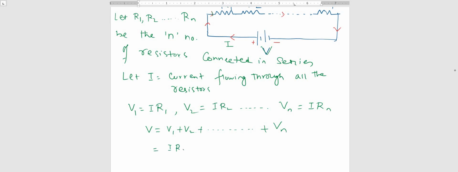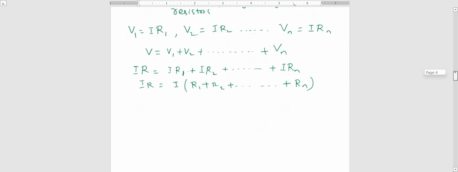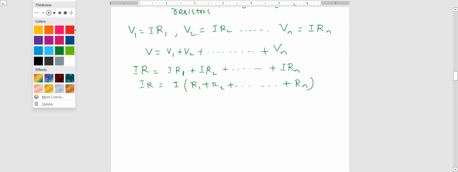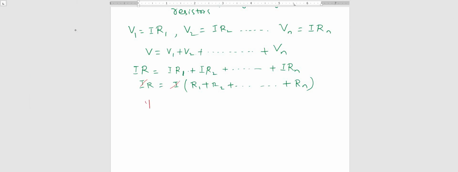So this will give me what is V1? V1 is equal to I into R1, V2 is equal to I into R2, like this. Vn is equal to I into Rn. Now here in the left hand side, V is equal to I into R. So I into R, I is common, এখান থেকে we've got R1 plus R2 plus Rn. Okay, so I cancel out, so I'm getting R is equal to R1 plus R2, like this, plus Rn. Okay, so this is the formula for resistances connected in series.